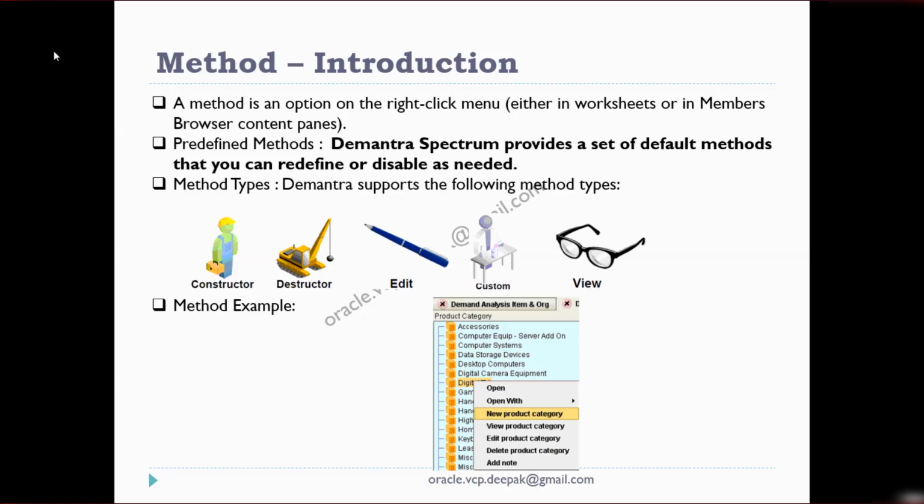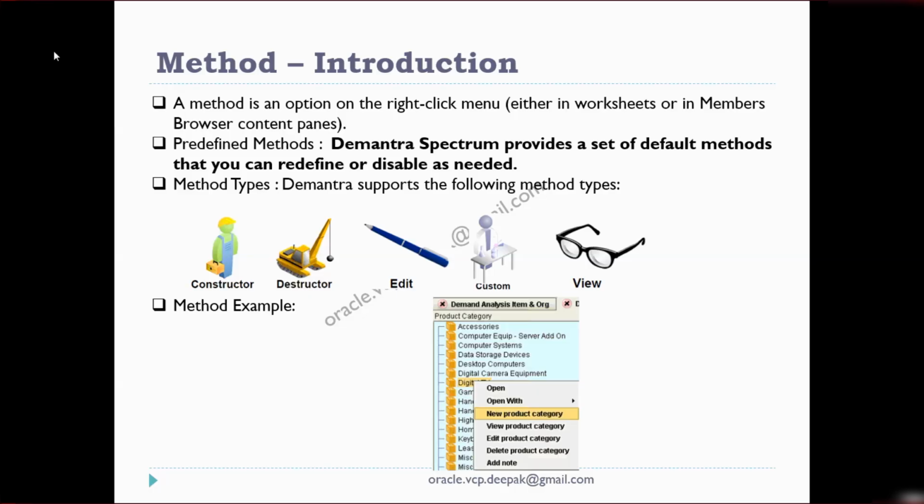To explain it in layman's language, the method is nothing but the right-click menu options that you see in the member browser. There are some default methods which are available whenever you right-click, like view item, delete item, edit item, or view organization, delete organization, create organization. These are the standard methods.